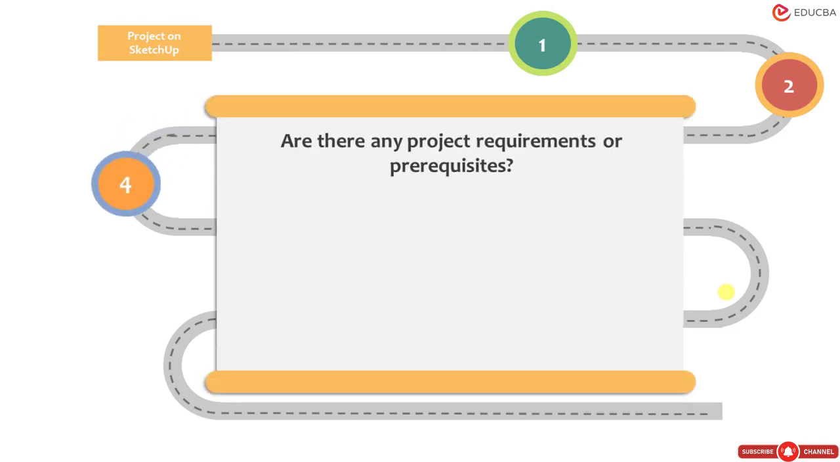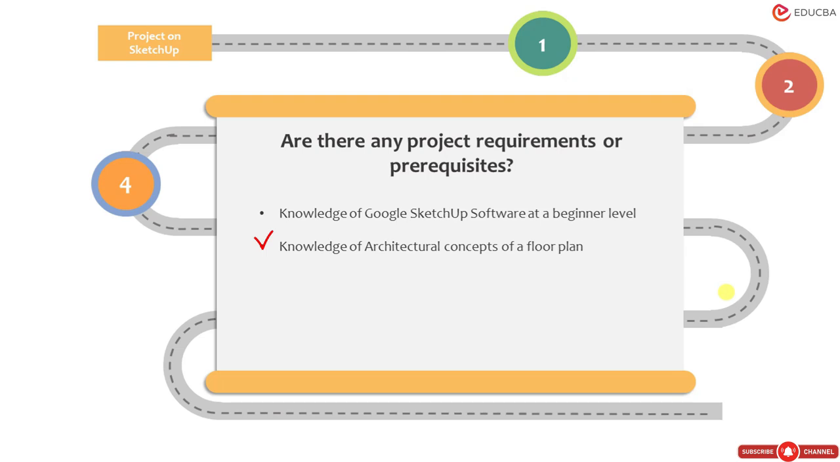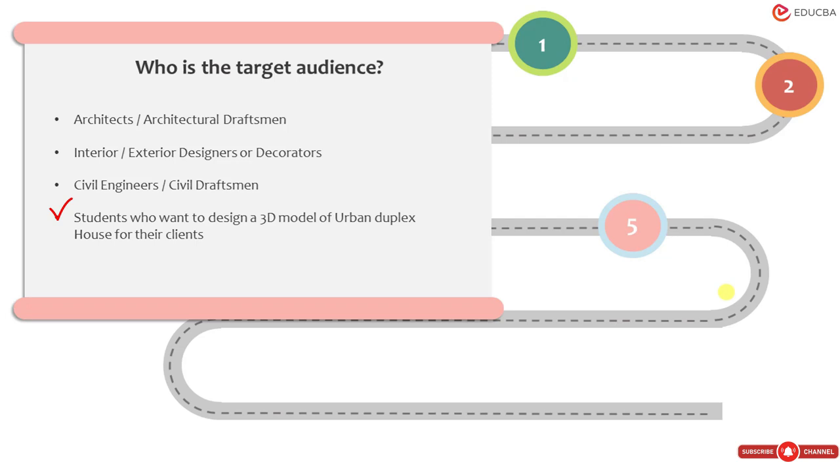Then there are the prerequisites of this project, and that is the knowledge of Google SketchUp software at the beginner level. If you are at the beginner level, you can easily understand how to design the 3D view of the urban duplex villa by using Google SketchUp. Knowledge of architectural concept of floor plan is also important. If you have the knowledge of architectural concept, you can create a 3D model of an urban duplex house for your clients.